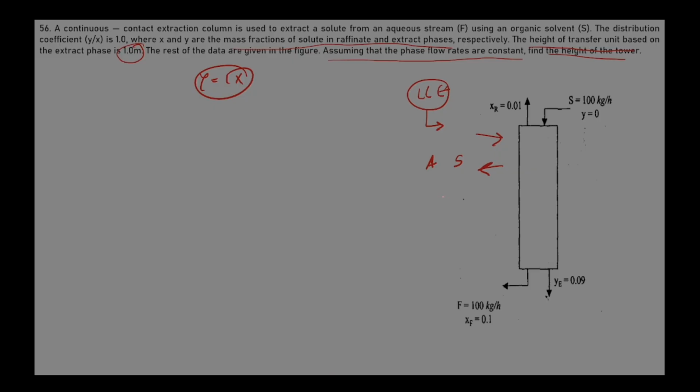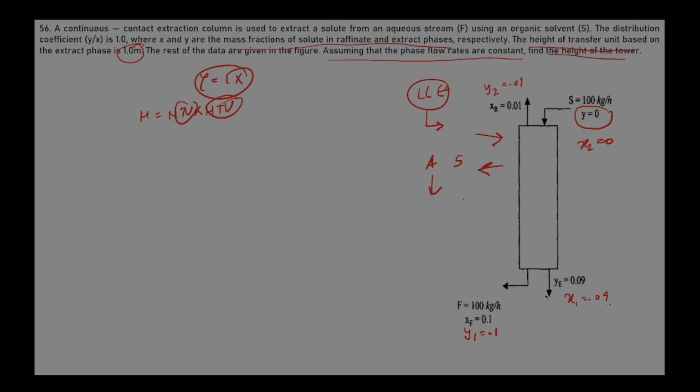Now this is the condition of absorption, because in absorption we mostly have x2 equal to 0, right? So mark it as x2 = 0, mark y1 as 0.1, y2 as 0.01, and x1 as 0.09. Now we have to find the height. H is equal to NTU into HTU.